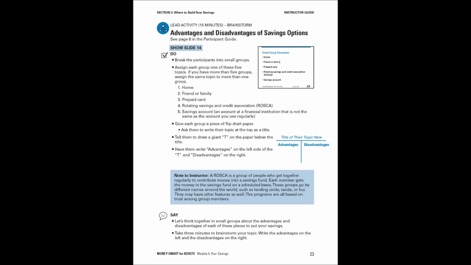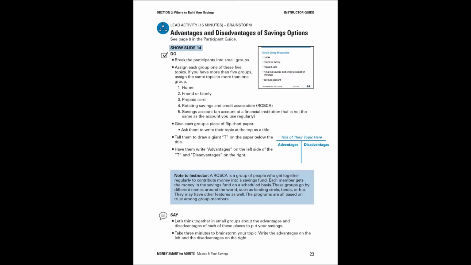And you're going to give them a piece of flip chart paper. And they're going to put the title of their topic at the top, make a T. On the left side of the T, put advantages, and the right side, put disadvantages. And you want them to really come up with what they determine to be advantages or disadvantages for that particular topic.